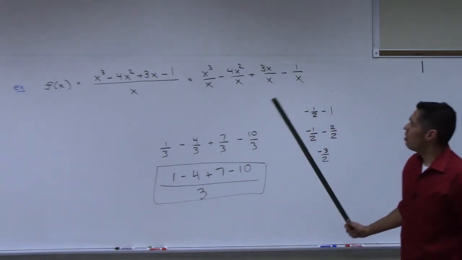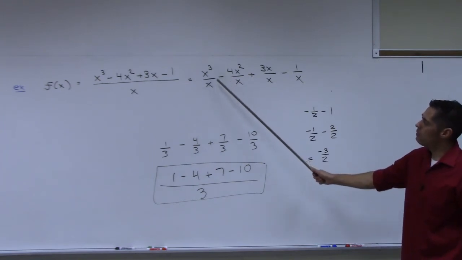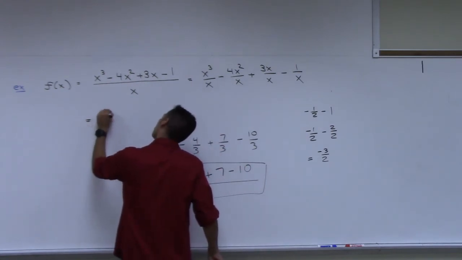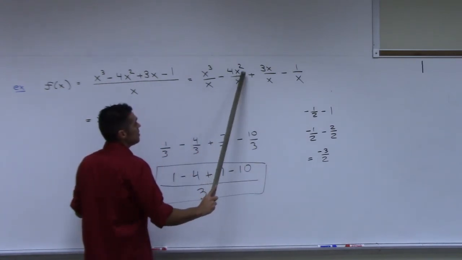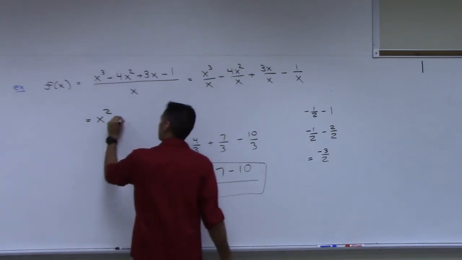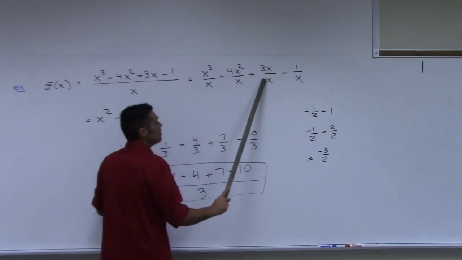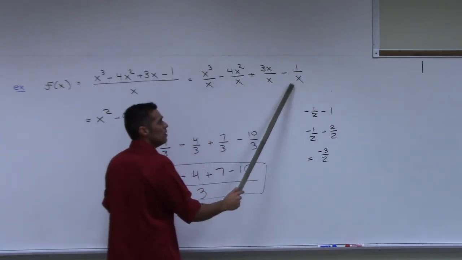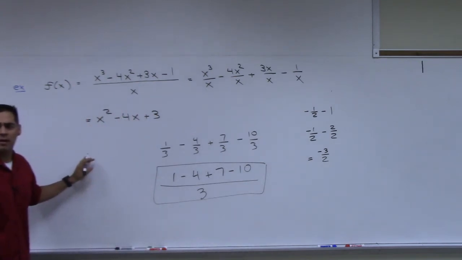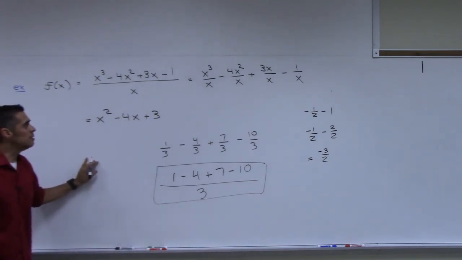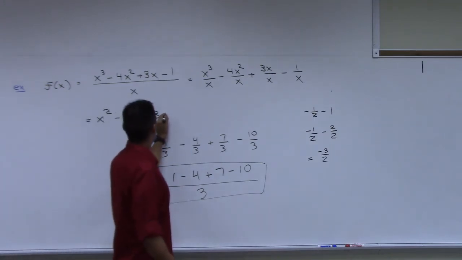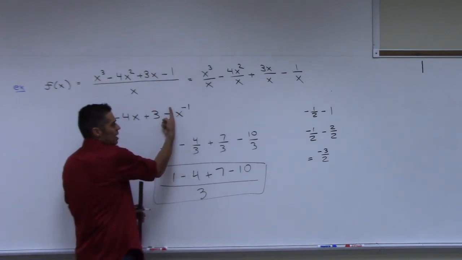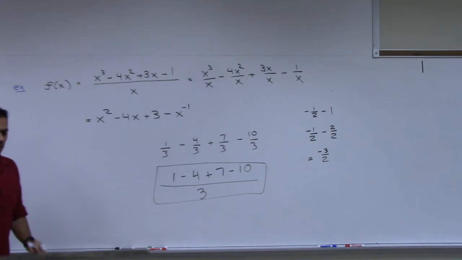And now start to clean things up. X cubed over x is really what? X squared. So I'm getting x squared. Then I have minus, and then this is going to become what? Minus 4x. And then here, those x's are gone, so plus 3. And then the last one, I don't want you to write that as minus 1 over x. I don't want the x down there. So what's it going to be? Minus 1x to the -1. We don't have to write the 1 out here, but if you put it there, it's not wrong. Do y'all see that? Okay.